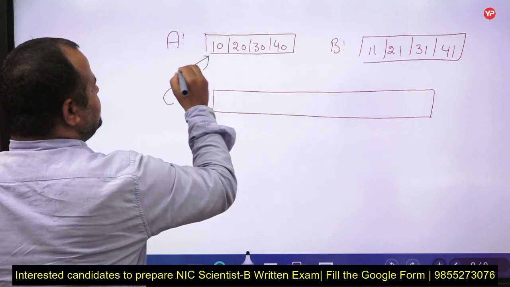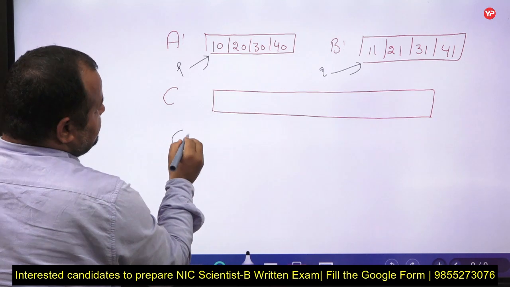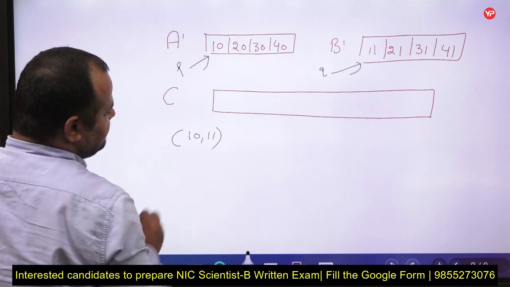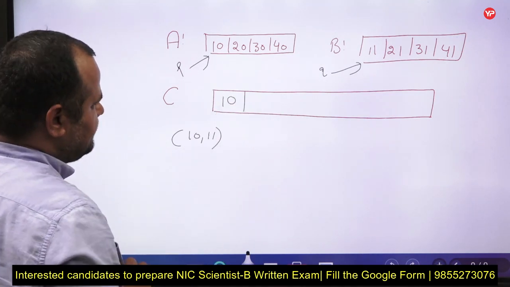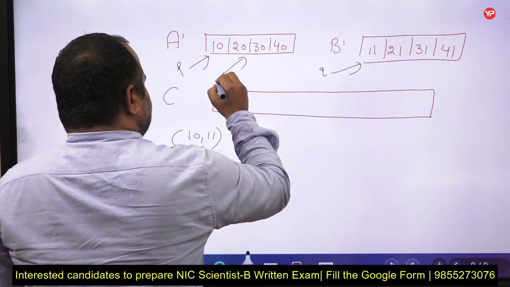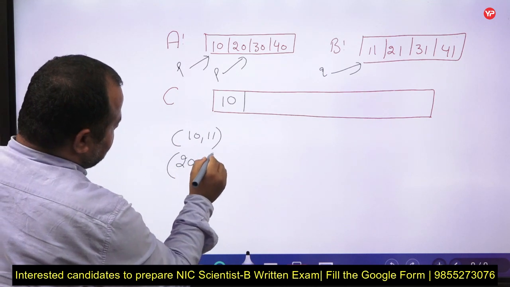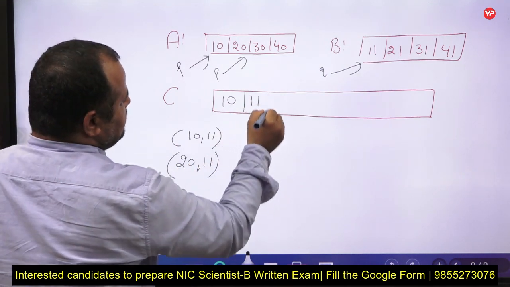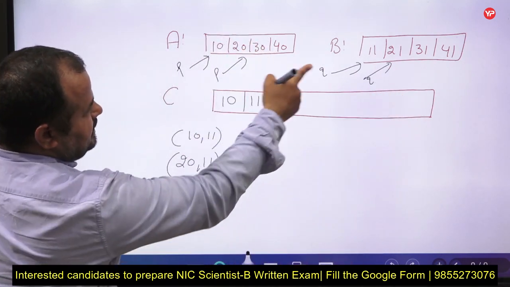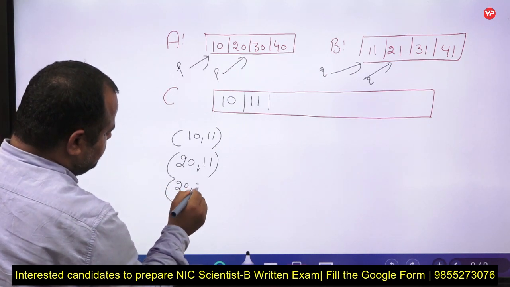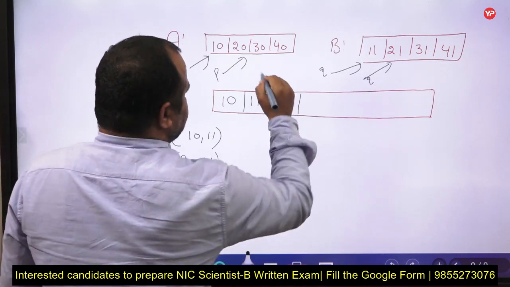So I'll take one pointer P here, one pointer Q here, and try to compare first 10 and 11. Getting my point? So which one is smaller? 10. So I'll keep 10 in new array C. Increment the pointer P. Now next comparison is between 20 and 11. Which one is smaller? 11. So increment the pointer Q. Next comparison is between 20 and 21. Which one is smaller? 20. So 20 here, increment the pointer P.